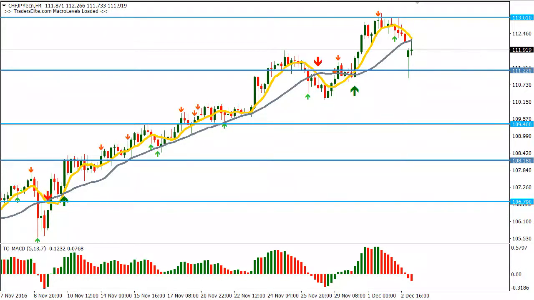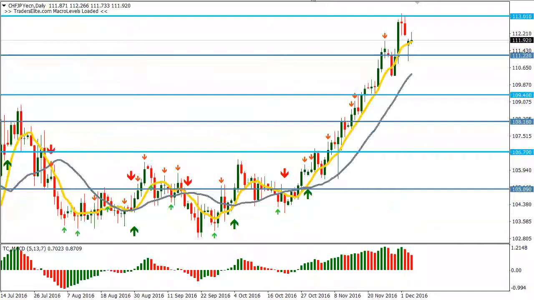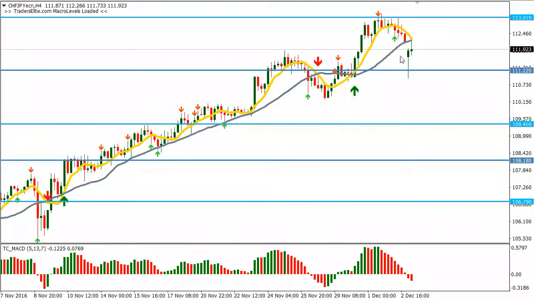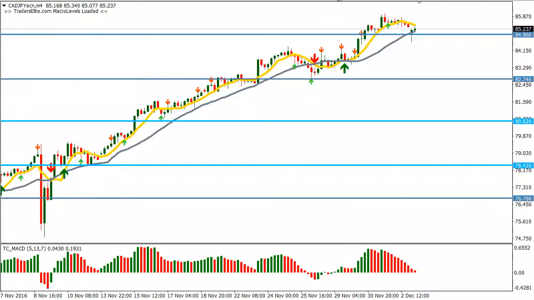Swiss yen, you can see the patterns are almost identical. Weekly up, daily up, and about to go into a downward trend possibly. So we'll see how it reacts at 111.22. Other than that, 109.40.